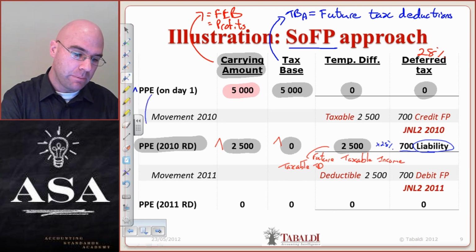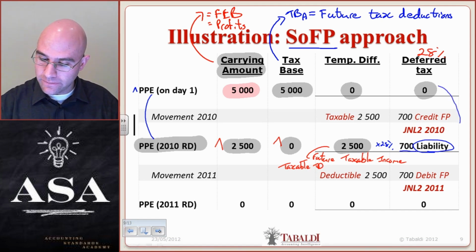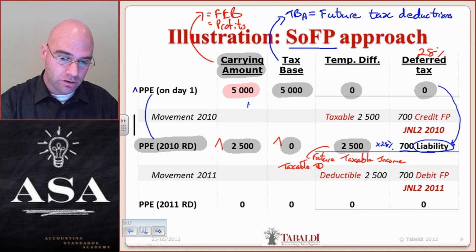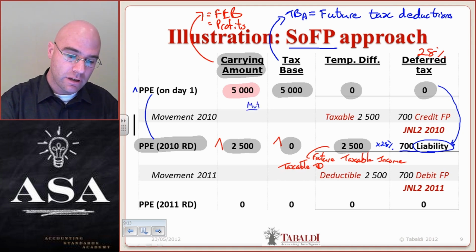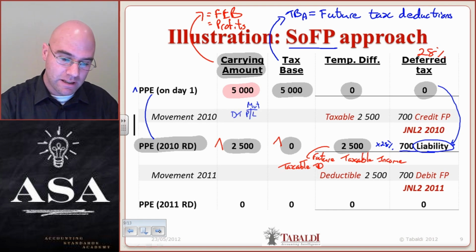I need to go from PPE balance on day 1 to PPE balance at the end of 2010. And likewise, I need to go from a deferred tax balance of 0 on the first day to a deferred tax balance of 700 Rand at the end of the period. The movement is what I'm worried about. So to journalize that movement, I will go debit deferred tax, profit and loss, and I've increased from a 0 to a 700 Rand liability. Liabilities get bigger on the credit side. Credit deferred tax financial position, both of them 700 Rand.